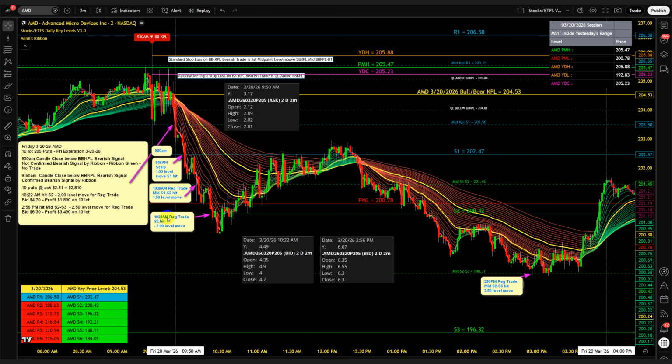Here at the 10:22 a.m. candle, we have a hit of the S2. Again, this one, after touching it, did close below it. So we have now a two-level move in our favor, which is the minimum ideal move. And this is the 10:22 a.m. candle bid price on the candle close, $4.70. So that is now a profit of $1,890 on a 10 lot.